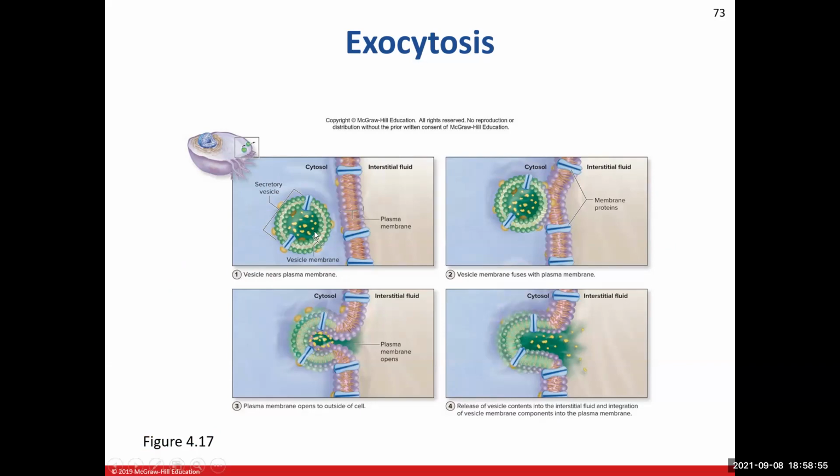And so this process of exocytosis is important when we get into neurotransmitter function. So keep that in mind. Exocytosis, exo is going to be exiting. Something was made in the cell and it's getting expelled out of the cell.